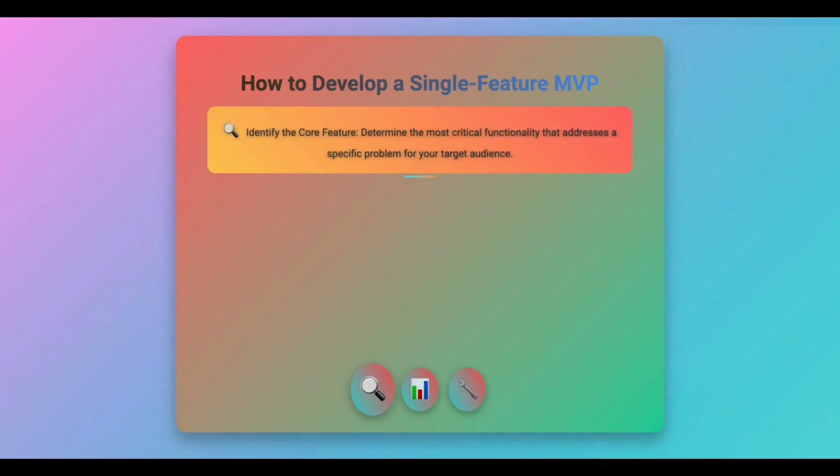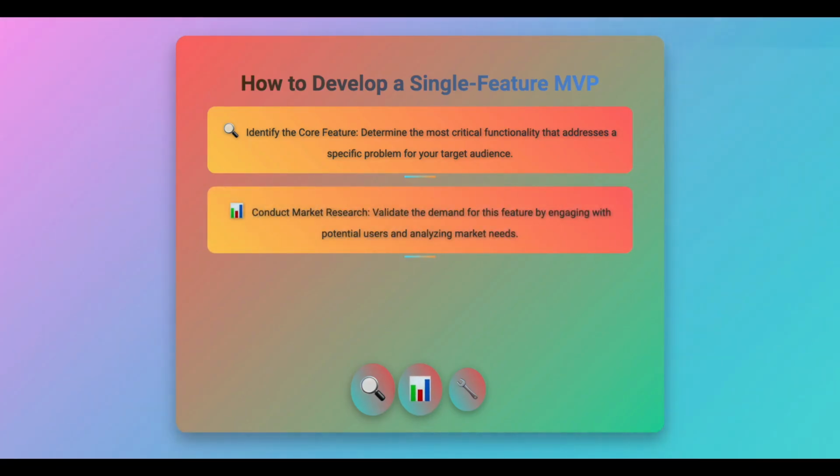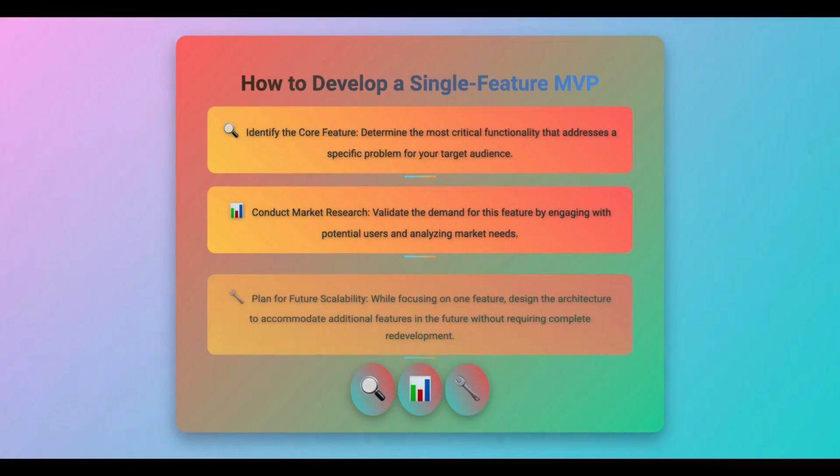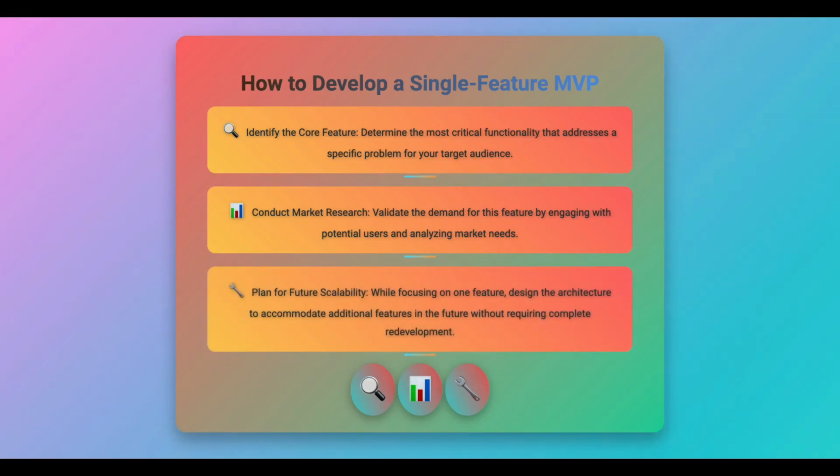How to develop a single feature MVP. Identify the core feature. Determine the most critical functionality that addresses a specific problem for your target audience. Conduct market research. Validate the demand for this feature by engaging with potential users and analyzing market needs. Plan for future scalability. While focusing on one feature, design the architecture to accommodate additional features in the future without requiring complete redevelopment.